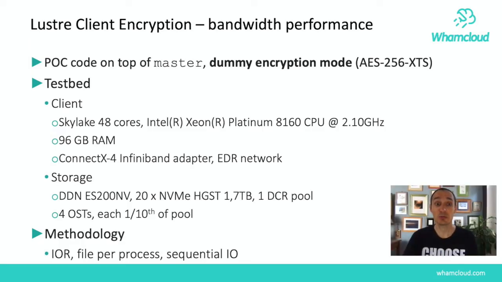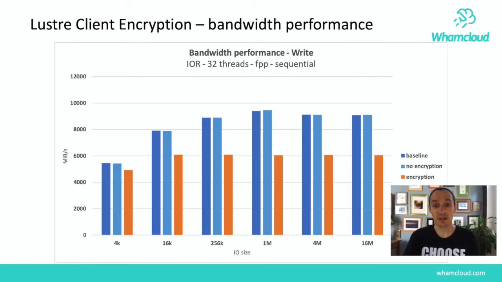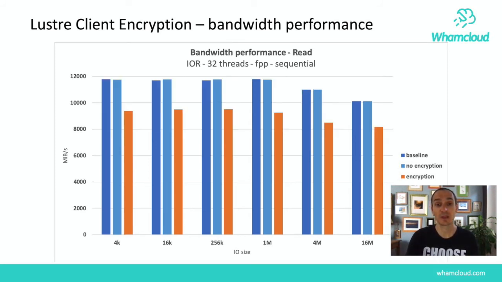Now let's talk about performance. Here you have a description of the testbed used to run IOR benchmarks. We are interested in file per process, sequential I/O, in order to measure bandwidth performance. In write, as you can see from this graph with Lustre 2.14, the orange bar shows a performance drop of around 30%.